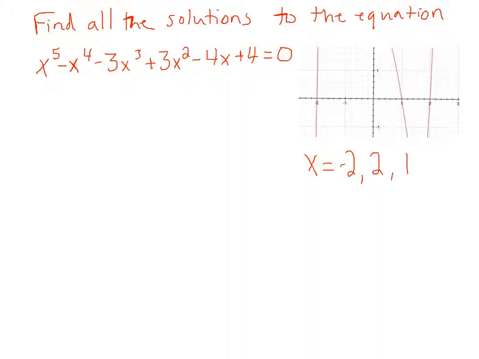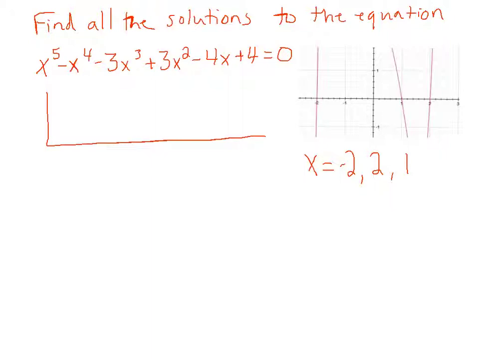Now coming from the fundamental theorem of algebra, since this is a 5th degree polynomial, I know that I'm looking for 5 roots. I have 3 rational roots, and it looks like the other 2 are going to be imaginary or complex roots, since they don't cross the x-axis. So to find these, I need to use synthetic division, which is the second step that I'm going to do.